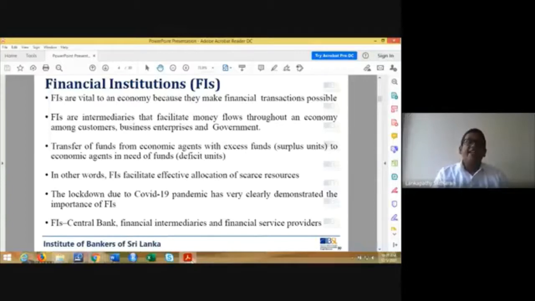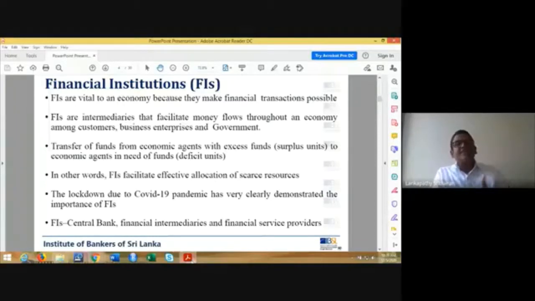So in any economy, there should be a strong financial system, and one of its most important components is financial institutions. These include central banks, commercial banks, licensed specialized banks, stock brokers, and clearing companies. Without these financial institutions, it is not possible to have financial transactions. Financial transactions take place or are facilitated by institutions like banks and finance companies.